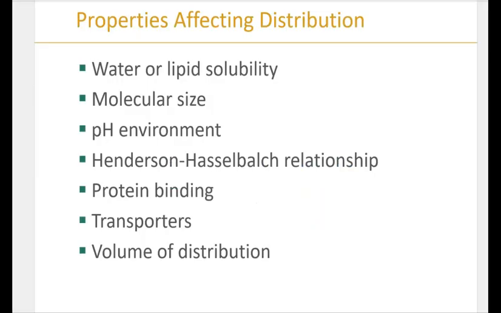Let's review here. We have properties that will affect the distribution. We have our water or lipid solubility, the size of the molecules, the environment's pH, whether or not they're bound in protein, what transporters they use, and then the volume of distribution.